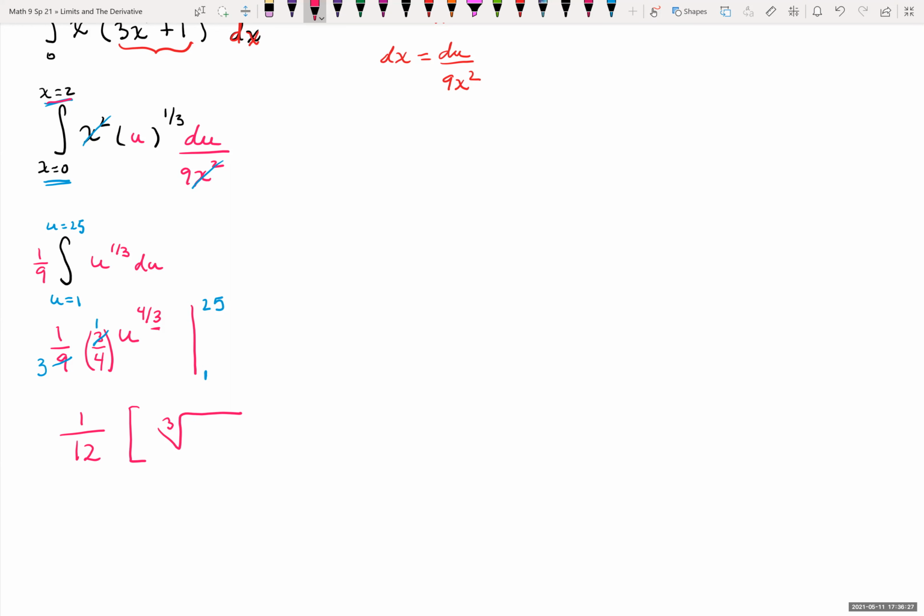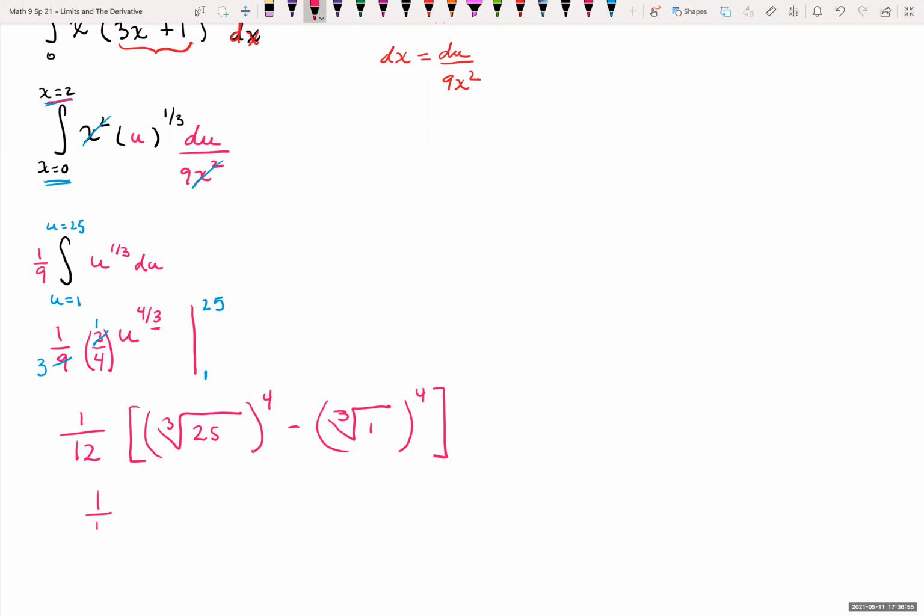Okay, cubed root of 25 raised to the 4th power. And then minus, now plug in 1. So we have the cubed root of 1 raised to the 4th power. Okay, so there's actually no whole number I can cube to get back 25. So I'm going to leave it like that.